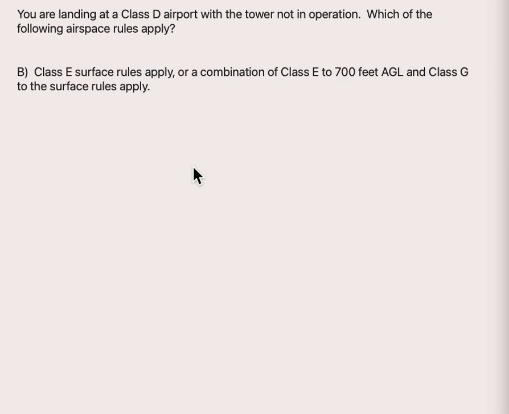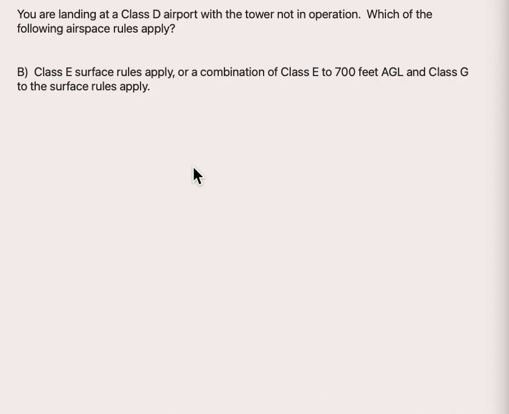You are landing at a Class D airport with the tower not in operation. Which of the following airspace rules apply? The answer is that Class E surface rules apply, or a combination of Class Echo to 700 feet above ground level and Class Golf to the surface rules apply.